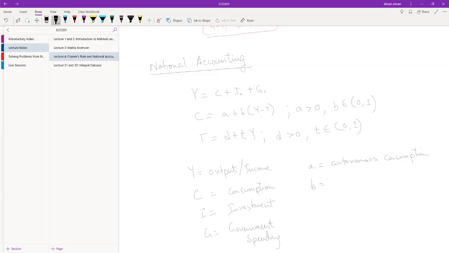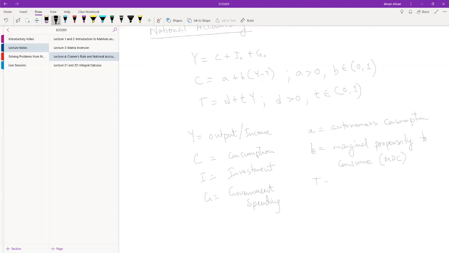B is something known as the marginal propensity to consume. So this basically tells us what percentage of our income we are consuming. If your marginal propensity to consume, also known as the MPC, is 0.5, that means you consume 50% of your income and you save the other 50. If your MPC is 0.8, you consume 80% of your income and you save the remaining 20.